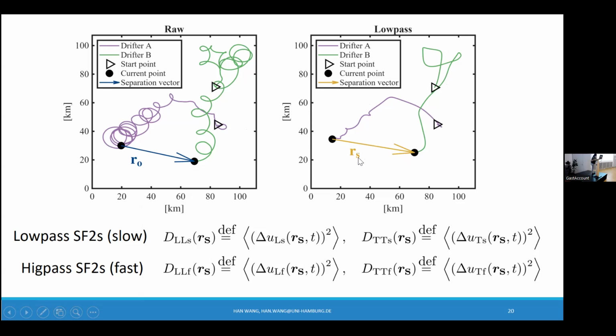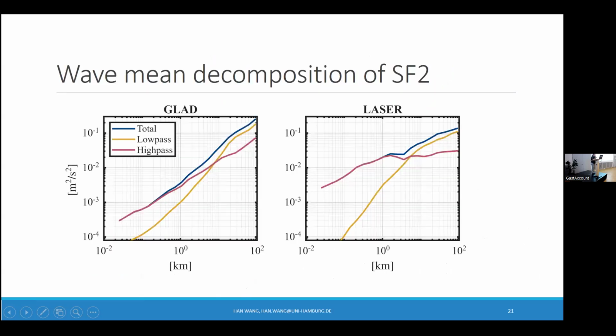We denote this as RS, where S means slope. And the low-pass second-order structure function is defined as the ensemble average of the difference of the low-pass velocities as a function of the low-pass separation vectors. And the high-pass second-order structure function is still defined on the low-pass separation vector because we are still looking at the mean trajectory frame, but the velocities are replaced by the high-pass velocities.